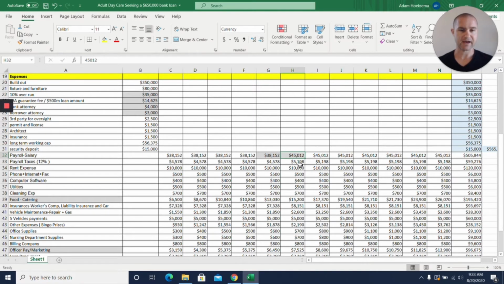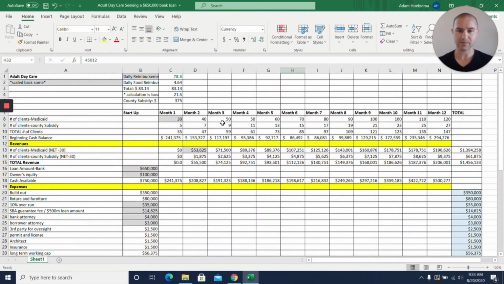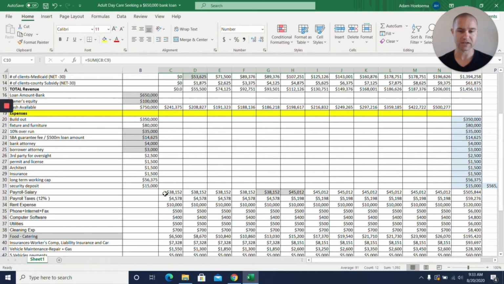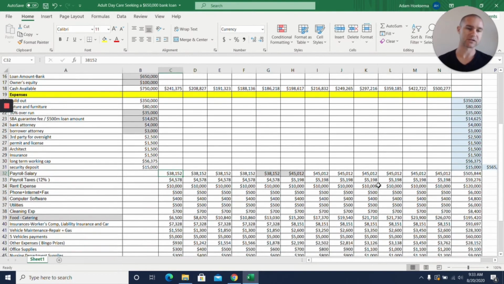And then it's just kind of flat, which seems a little bit strange to me because if I come back up here and I look at total number of clients, on month 1 we have 35 clients. Month 12 we have 147. So like a 4x increase in the number of clients, but we're saying that payroll is only going to go from 38,000 to 45. That seems maybe a little unrealistic. And really, I have no clear understanding. Again, there's no equations here, so I don't know how you're coming up with this number, why it's increasing.